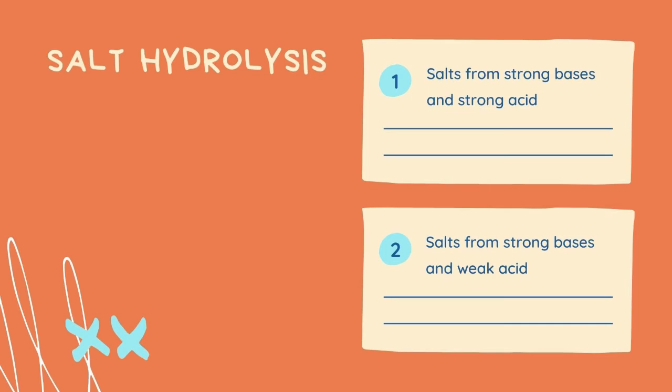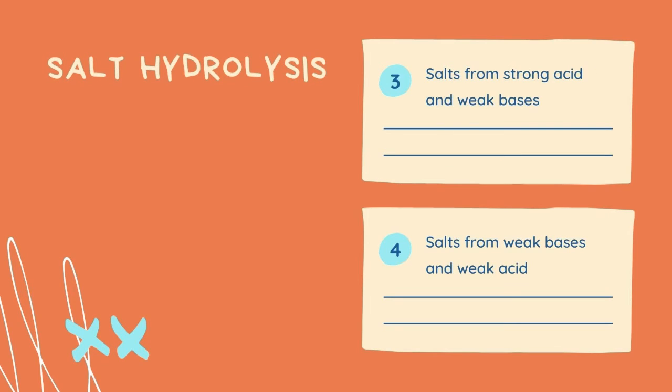Salt hydrolysis has 4 types. That is, first, salt from strong bases and strong acid. Second, salt from strong bases and weak acid. The third is salt from strong acid and weak bases. And the last is salt from weak bases and weak acid.